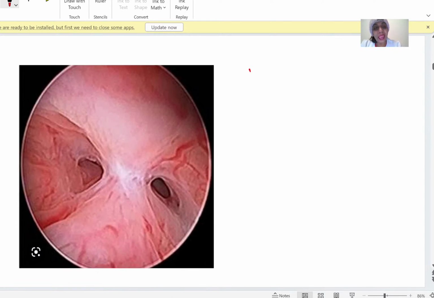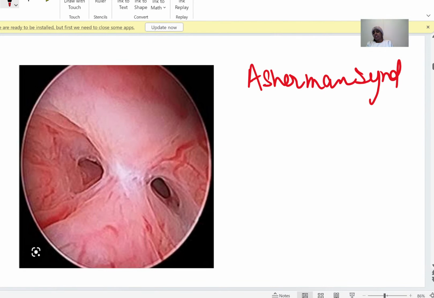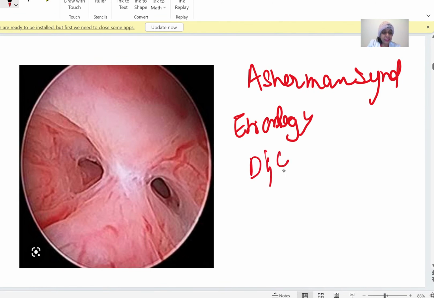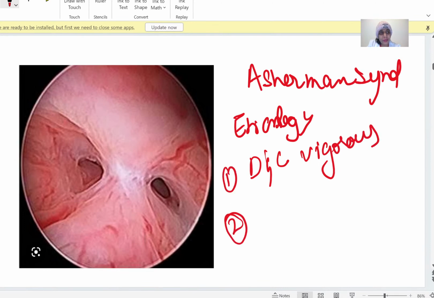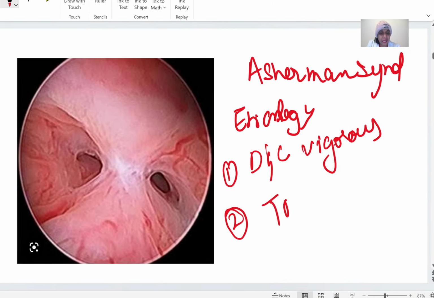What is this image? This is Asherman syndrome. These are adhesions, right? And what is the etiology of Asherman? Come on, everybody. Let us do the session fast. What is the etiology of Asherman? It is vigorous DNC. And what is the second etiology? Come on, everybody. TB. It is genital TB. Okay. And what is the treatment?